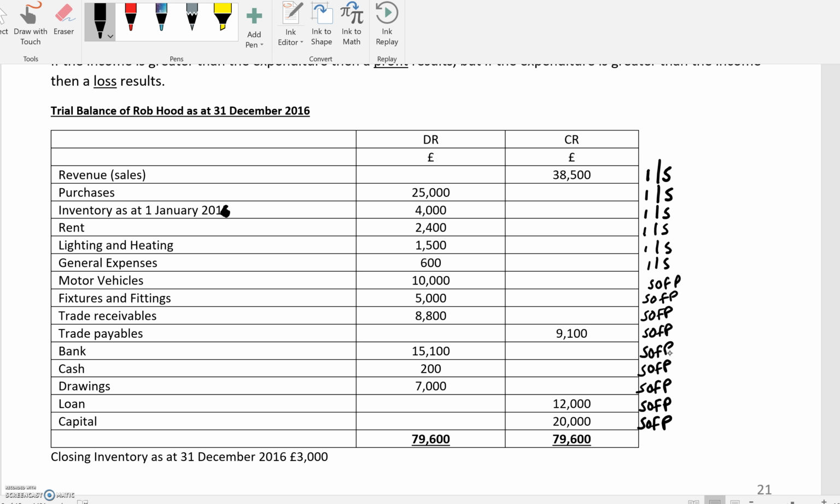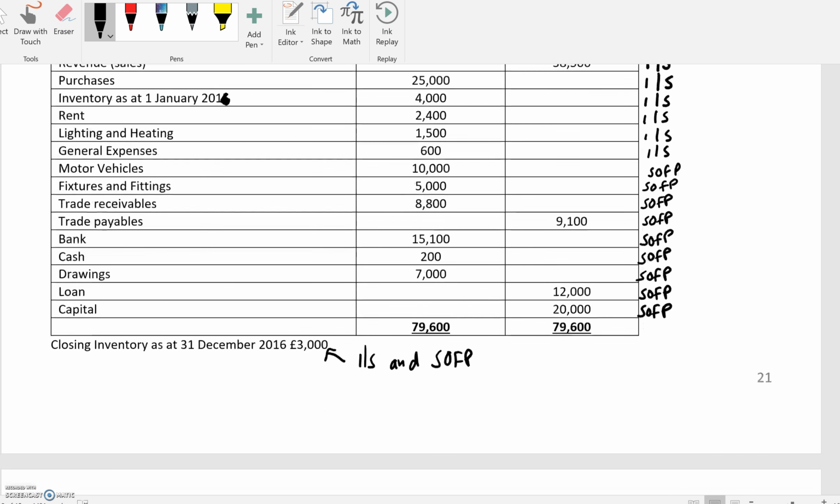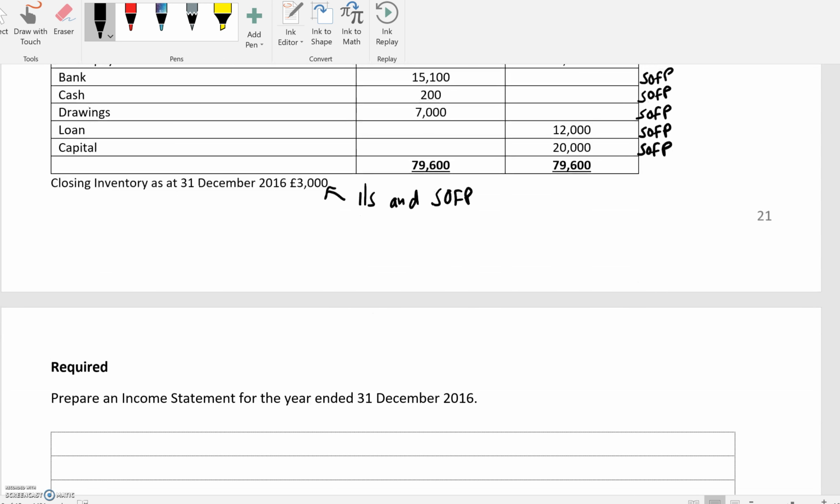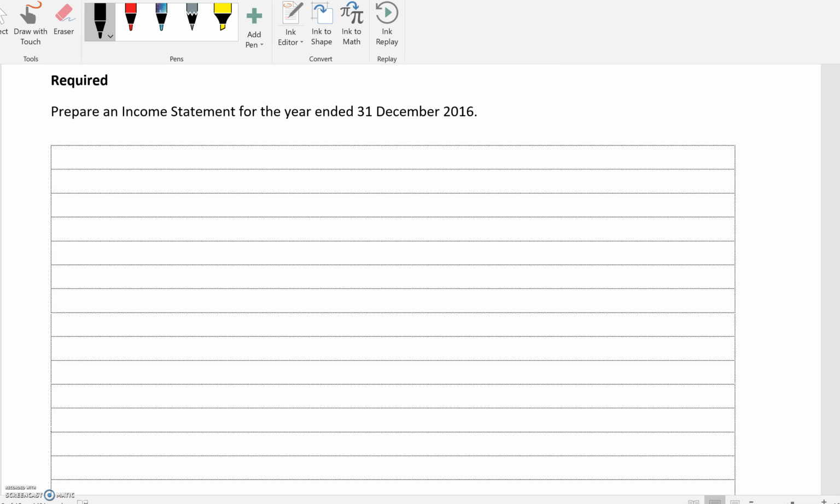So the only item that goes into both the income statement and the statement of financial position is this item here, the closing stock. So that would go in the income statement and it would also go in the statement of financial position. So that's a key point to note. Now we are going to transfer this information to hopefully produce an answer for an income statement. Hopefully you've got this document to hand, so I will be referring to the figures from this question, but I won't be scrolling up and down.